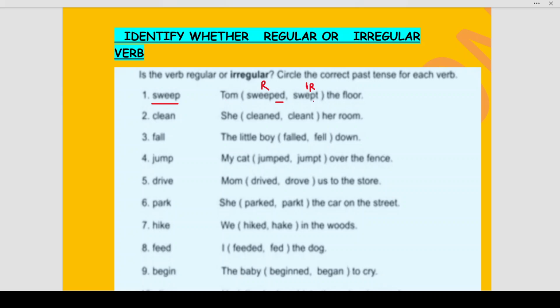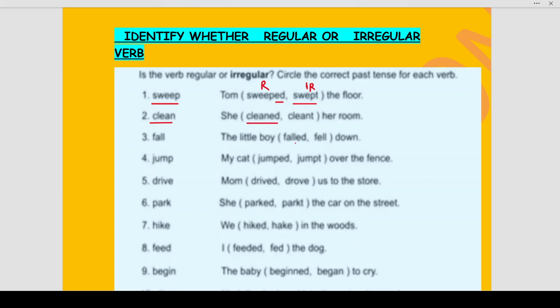So, Tom swept the floor is the correct answer. What will be your correct answer? Tom swept the floor. Now, second, clean is the main verb. Now, she cleaned her room or she cleaned her room. She cleaned her room. This is the regular verb.